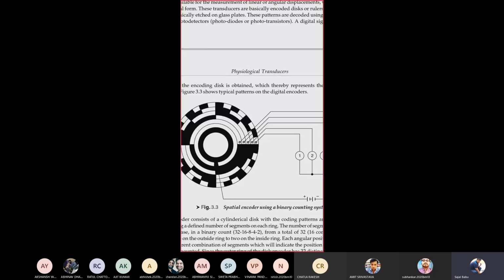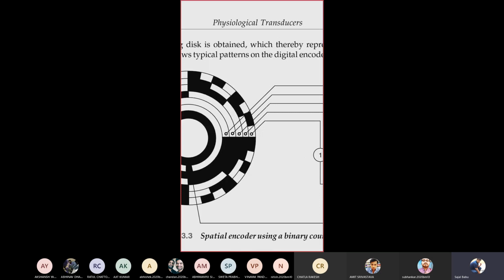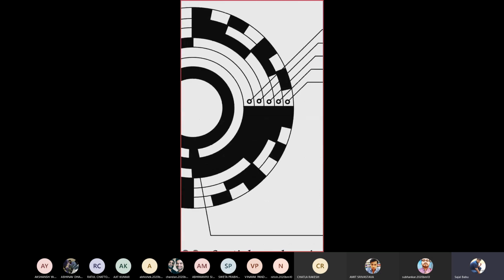You can see all these are in a single line. In this single line there is no black, everything is white, so it will give a count of 0. Then it will rotate more. Let us consider it has come to this part. Here you can see it has 4 black segments and 2 white segments, so it will give the count depending upon that.